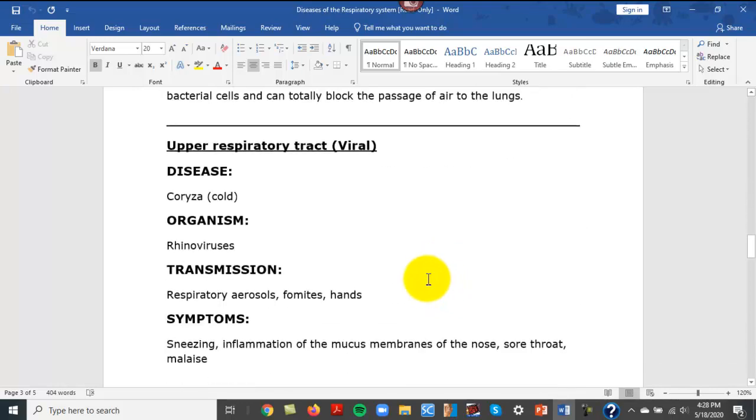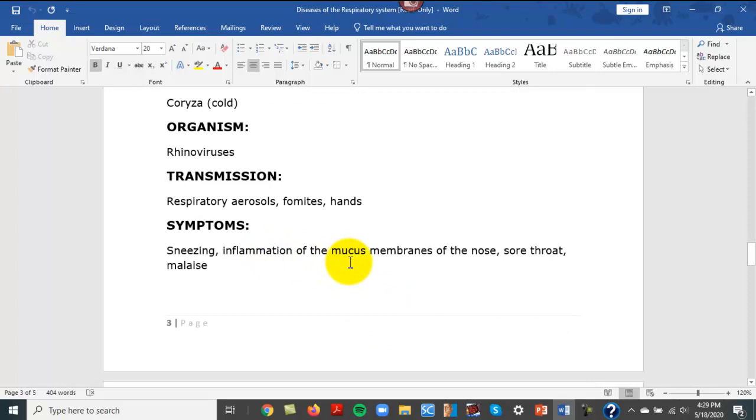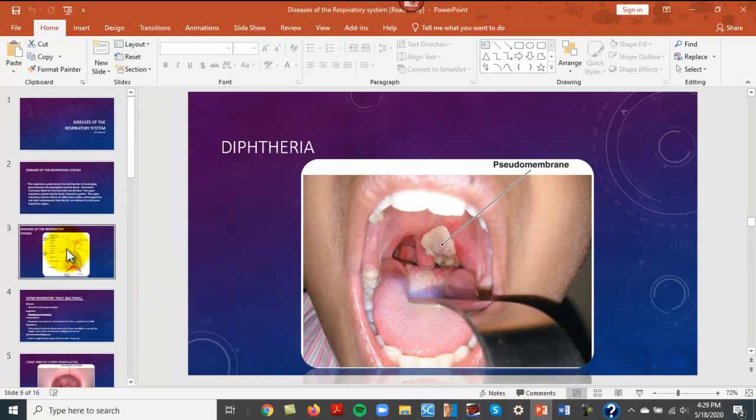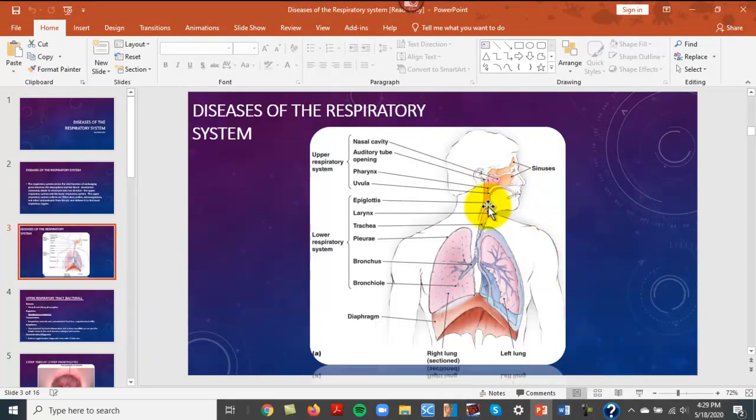All right, these are viral infections. Coryza, cold. These are rhinoviruses. I always think that sounds funny. Aerosols, fomites, hands, basically being in the room somewhere that's cold, you get exposed to it. Sneezing, inflammation of the mucous membranes of the nose, sore throat. Malaise, like I said, that's a general weak feeling. So up in this area here.